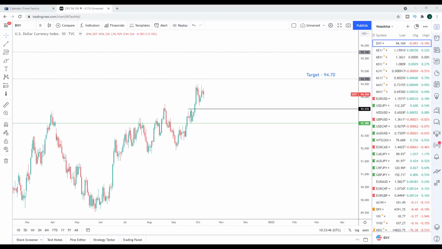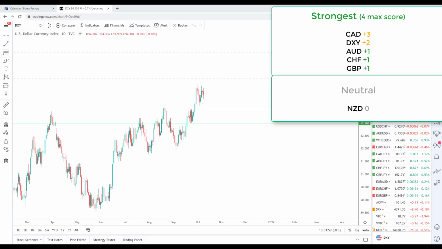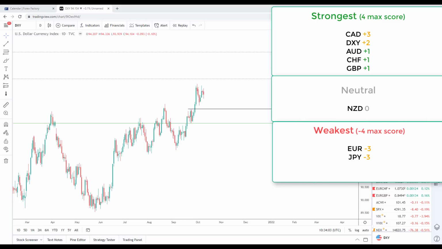So when we run the data, the scores we get for the coming week are: the Canadian dollar has a score of 3 out of 4, the DXY has a score of 2 out of 4, the Aussie, Swiss franc and the pound all have scores of 1 out of 4, the New Zealand dollar has a score of 0 out of 4, so I'm neutral on the New Zealand. And the euro and the Japanese yen both have scores of -3 out of -4, showing that these are the weakest currencies going into next week.